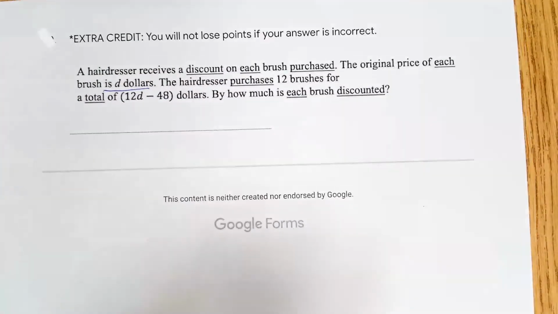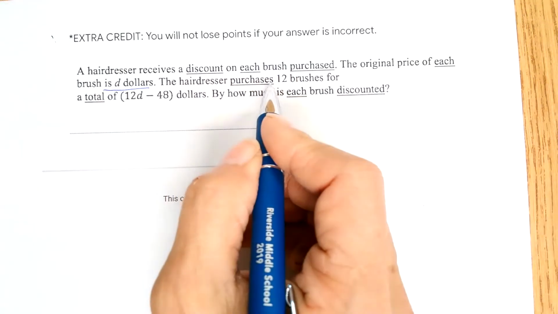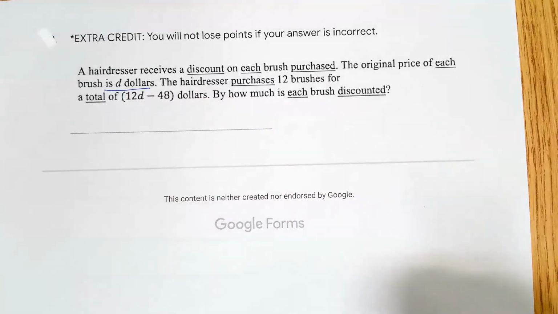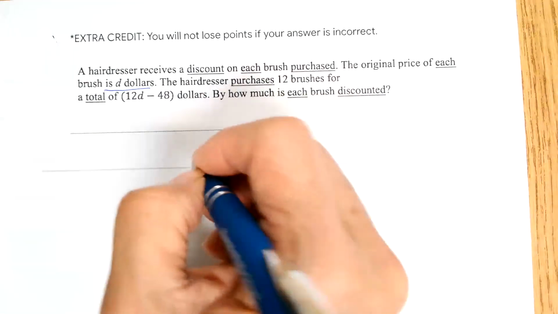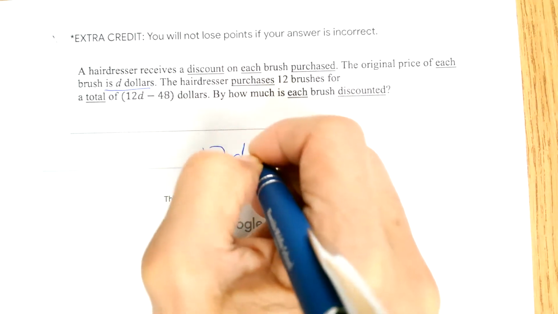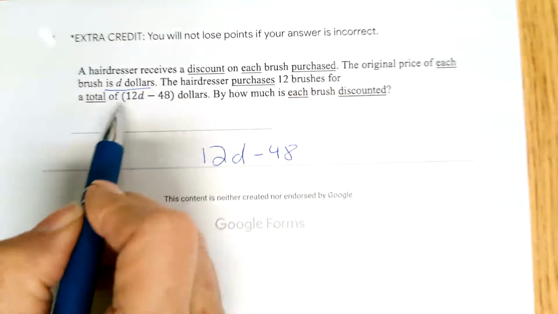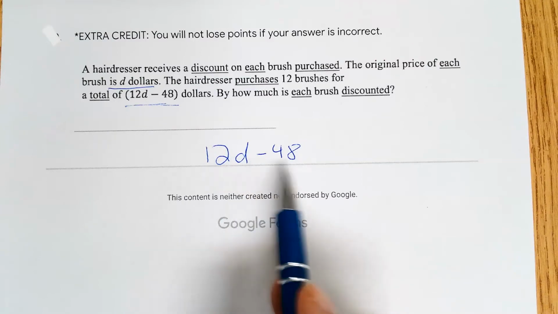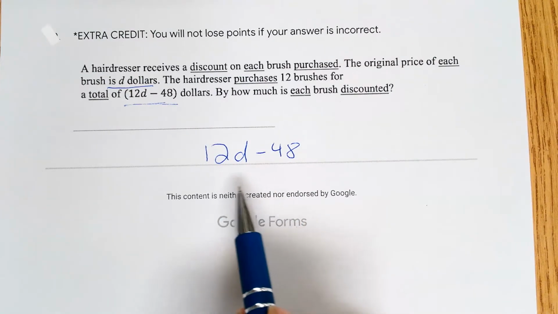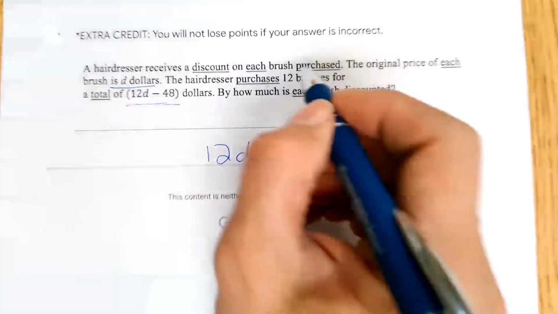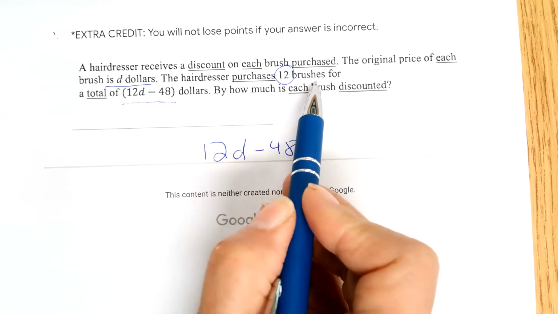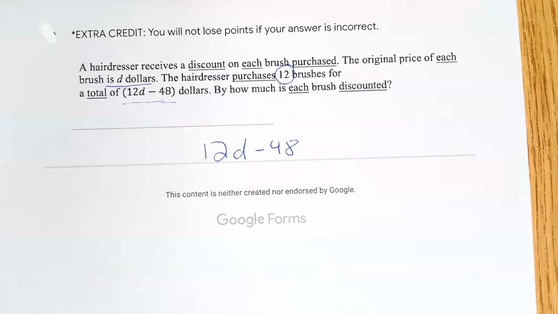So we don't know what D is, okay? The hairdresser purchases 12 brushes for a total of 12D minus $48. How much is each brush? Okay, 12D minus 48. That's our expression. Well, they're factoring, so we have to factor, right? And the GCF is 12. And even if the GCF wasn't 12, they're asking you to factor out 12 right here because there are 12 brushes. The D is the amount of money.